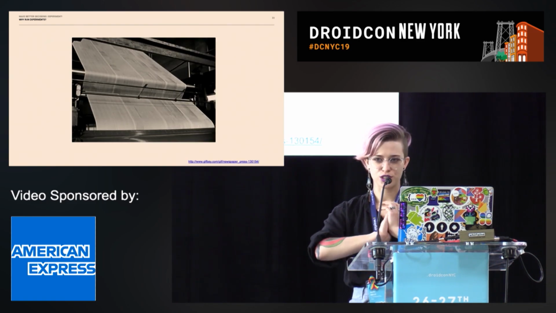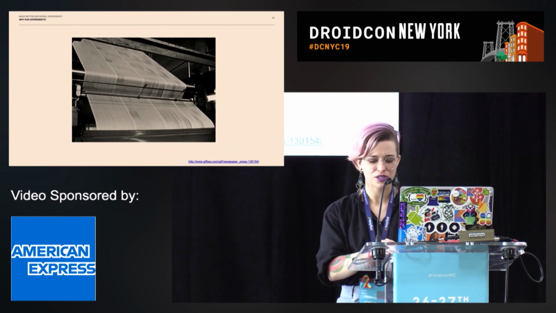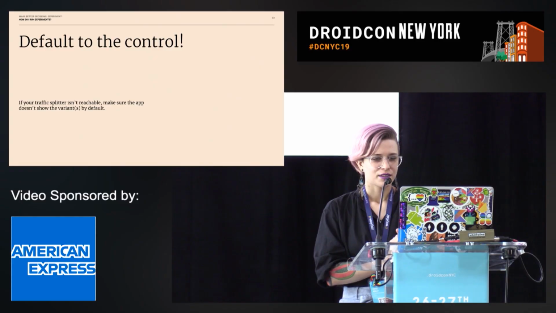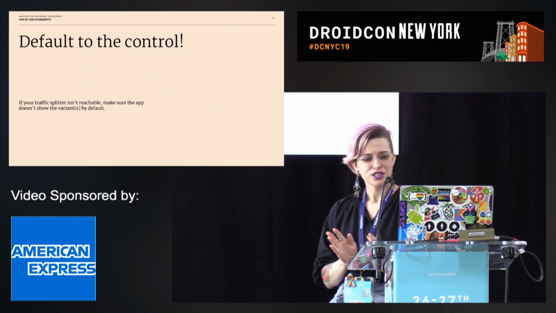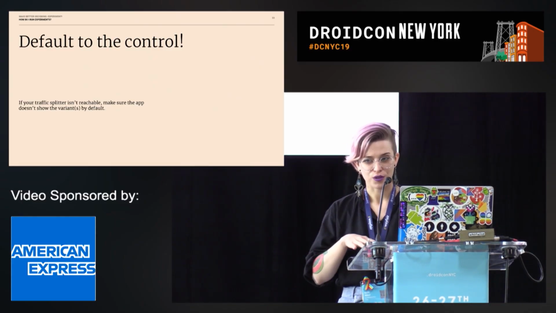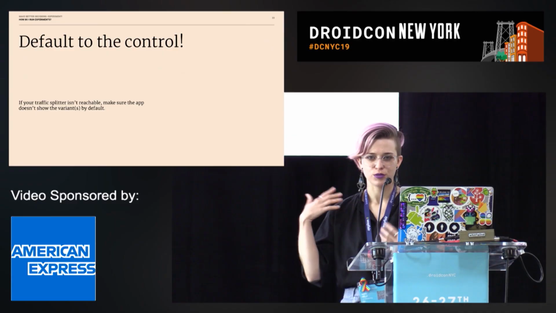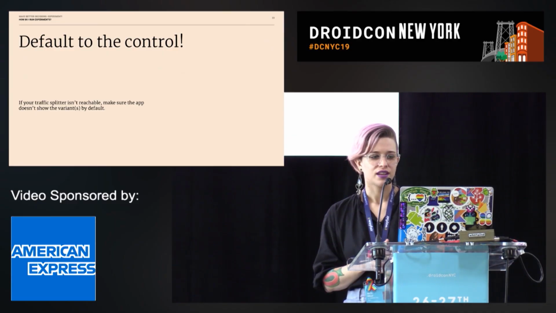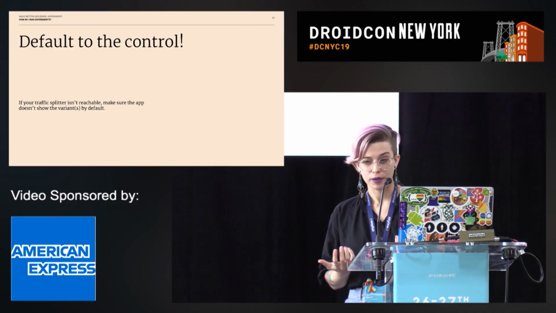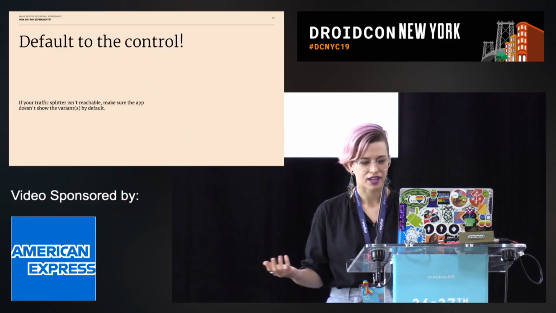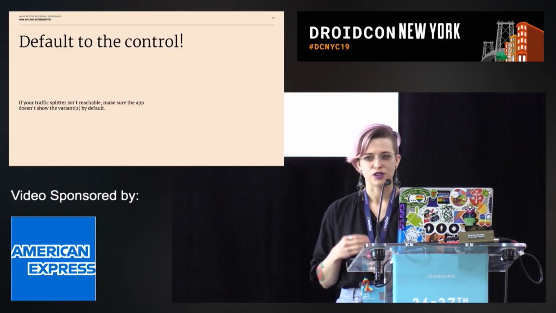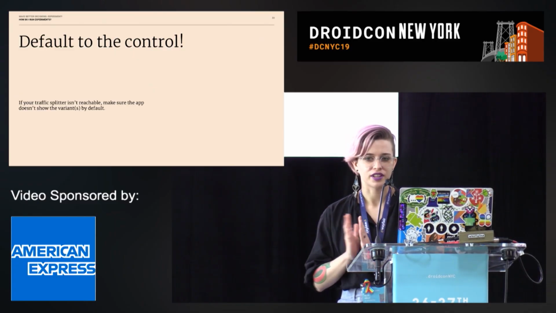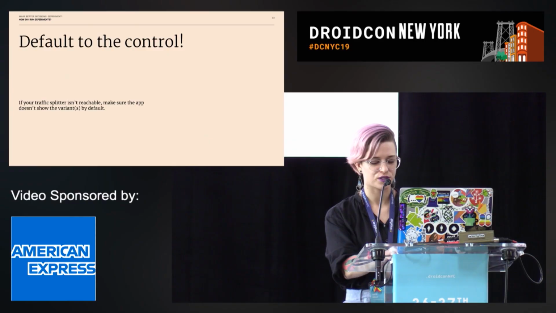All right, so let's distribute your app, get that new experience out to users. But also, one quick gotcha, make sure that you default to the control, just in case your traffic splitter isn't reachable or something, or the service goes down. This isn't so much a problem for web, because apps can be launched offline. Just make sure that you're not accidentally showing the variant while offline, because that could lead to some weird stats.